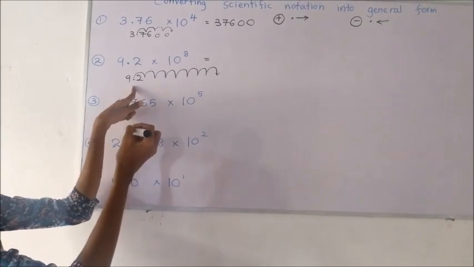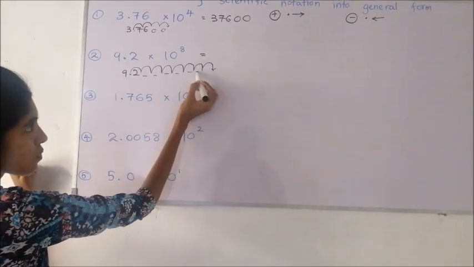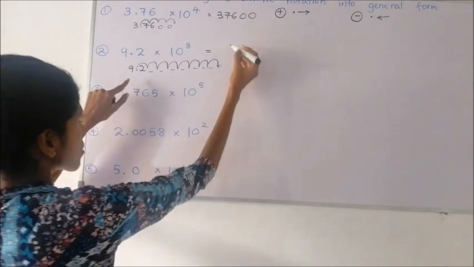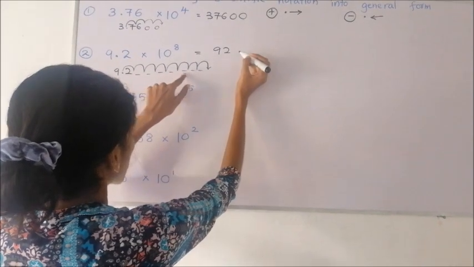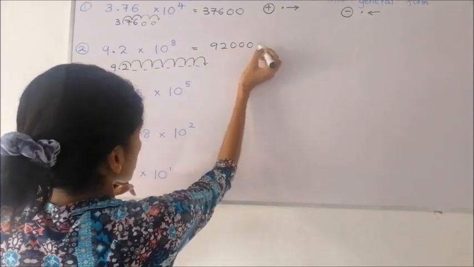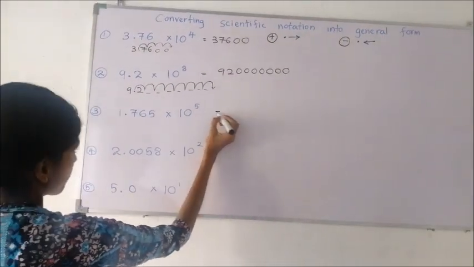Now, the decimal point is not here, it has come here. There are many spaces. For the spaces, what do we need to put? 0. So, I am writing like this: 9, 2, 1, 2, 3, 4, 5, 6, 7. Right, this is the answer. Next one.